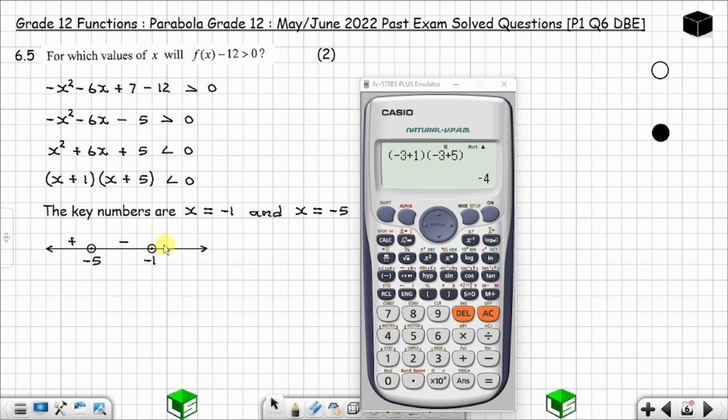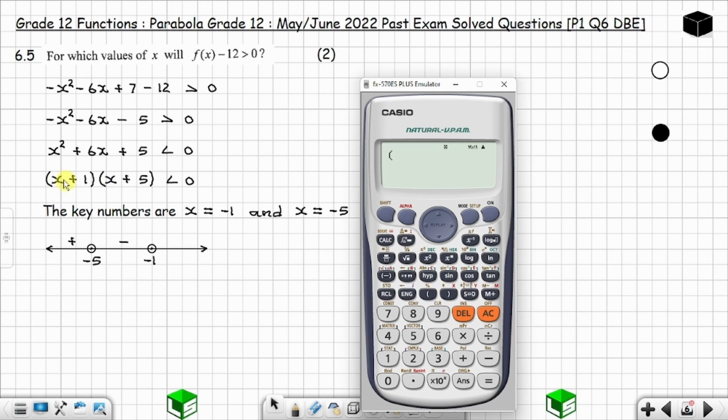Now let's test this interval, the interval after -1. After -1, you have 0, 1, 2, 3, 4, 5, all the way to positive infinity. Let's clean this. Let's use any number after -1. So you can use 0, 1, 2, 3, 4, 5, 6, 7. Let me use 7, because you can see 7 is after -1. I'm going to plug 7 in there.